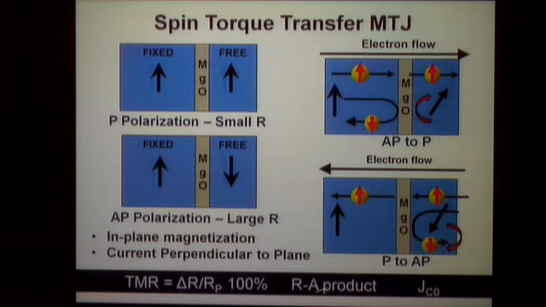So a TMR of 200% would essentially mean that the R high is 3 times that of R low. Then we have the RA product, which will essentially be the resistance multiplied by the area. It gives you the input impedance of this device. And finally, JC0 is the critical current density which is required to switch the free layer magnet.